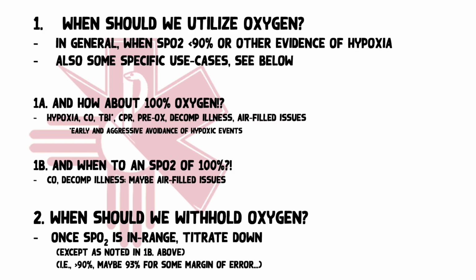So we talked about these. Cases would be hypoxia, carbon monoxide, traumatic brain injury, CPR, pre-oxygenation, decompression illness, or air-filled issues. And then what about when do we want an SpO2 of 100%? So again, those are carbon monoxide exposure, decompression illness, and then maybe those air-filled issues. And then when should we withhold oxygen? So in general, once SpO2 is in range, we should start to titrate down. So oftentimes this is somewhere between 90 and 93, depending on what agency you work for.